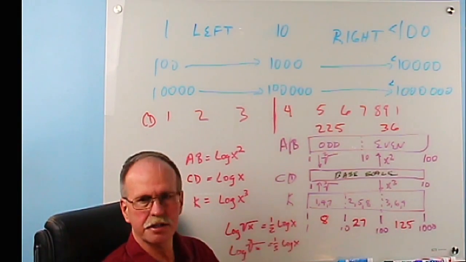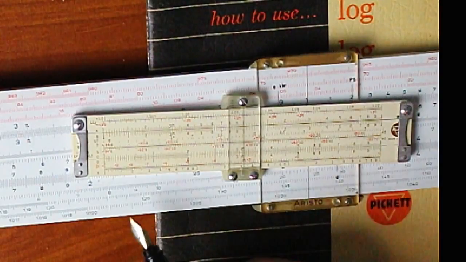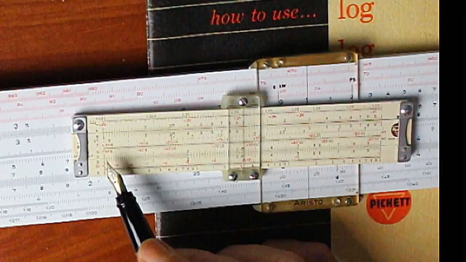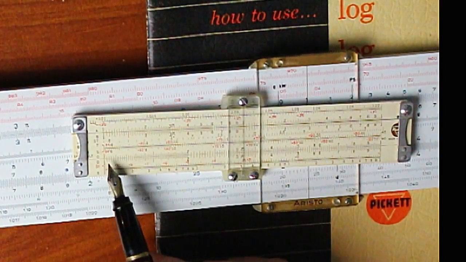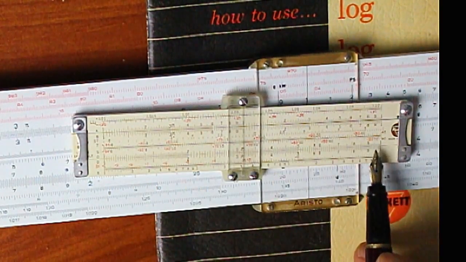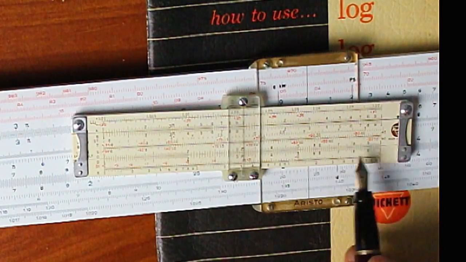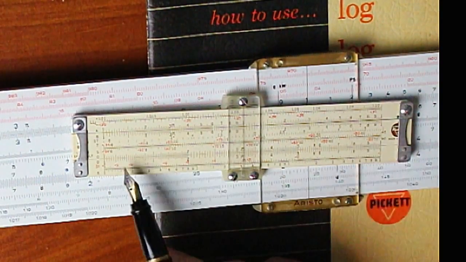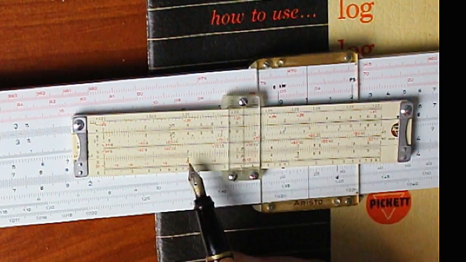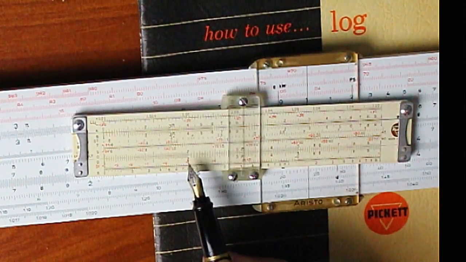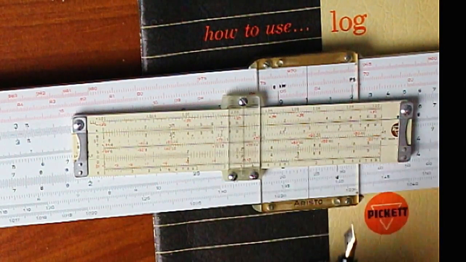So let's go over to the slide rule and see if we can make some sense of all of this. Okay, so the first thing that we're going to do is have a look at squares. The number that we're squaring is going to be on the CD scale, which is a continuous scale from 1 up to 10. Any number that we pick here, we can read straight up and read the square of that number.